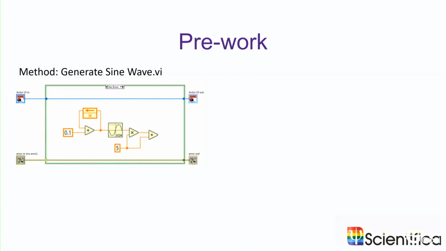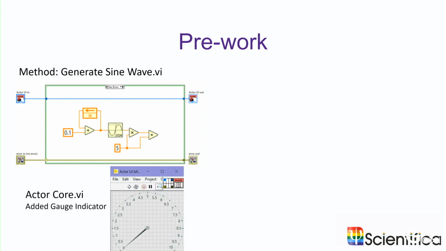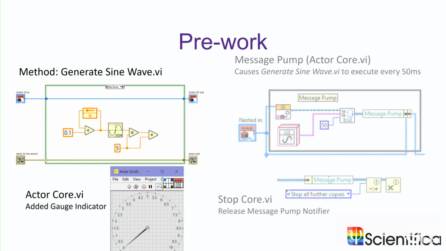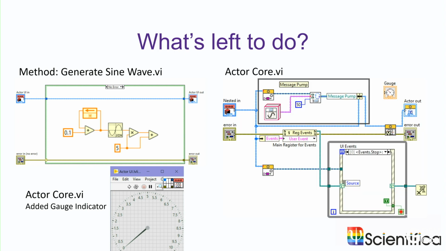So some of the pre-work I did to demonstrate this tool properly was to create a method that just generates a number between 0 and 10 in a sinusoidal fashion. I added an indicator to actor core, so this is what the user will actually see. I also put in a message pump, so this piece of code would execute every 50 milliseconds, but let's not go down that rabbit hole just now. So what remains to do is to essentially wire from this method to that indicator.